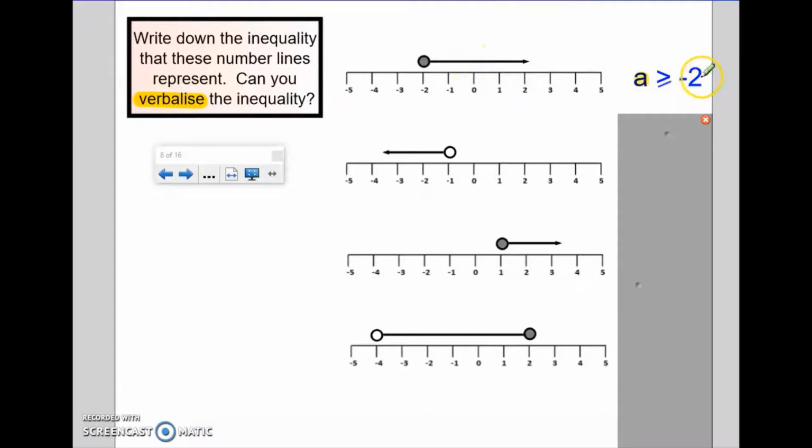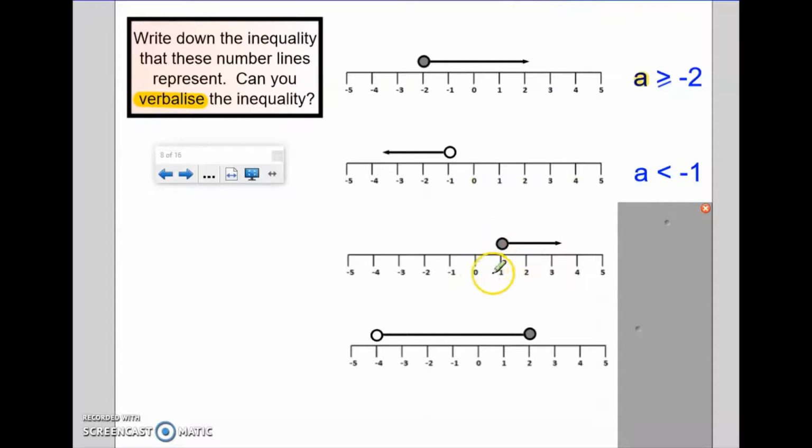numbers greater than -2. For the second one down, we are going to be values less than -1, and this time it's not equal to because we've got an empty circle. So if I wanted to verbalize this, if I wanted to speak this, it would be A is less than -1. Empty circle, no line underneath the inequality sign.